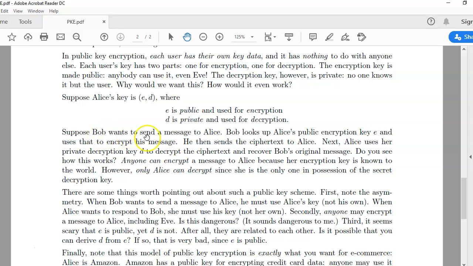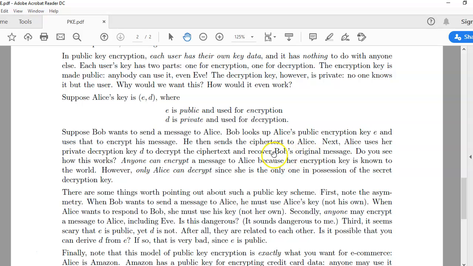Suppose Bob wants to send Alice a message. Okay? Here's what Bob does. Bob looks up Alice's public encryption key, which anybody can do because it's public, and he uses Alice's own encryption key to encrypt the message. He then takes that ciphertext and he emails that to Alice. Okay? Next, Alice uses her own private decryption key to decrypt the ciphertext and recover Bob's original message.